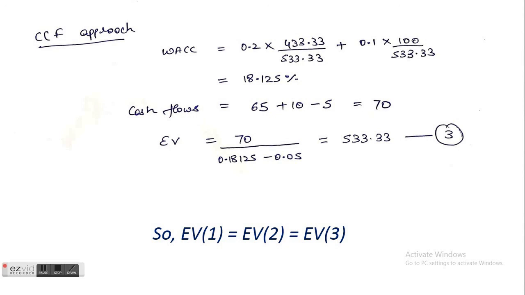What are the cash flows available to all the holders? It's 65, which is the cash flow available to the equity shareholders. 10 is the interest paid in this period, and 5 is the money that debt holders had to pay out of their own pockets in order to pay the equity holders, which gives us a total cash flow of 70. The enterprise value using the formula, capital cash flow divided by WACC minus G, gives us the same value of 533.33. Hence, we can clearly see that all three approaches give the same value.